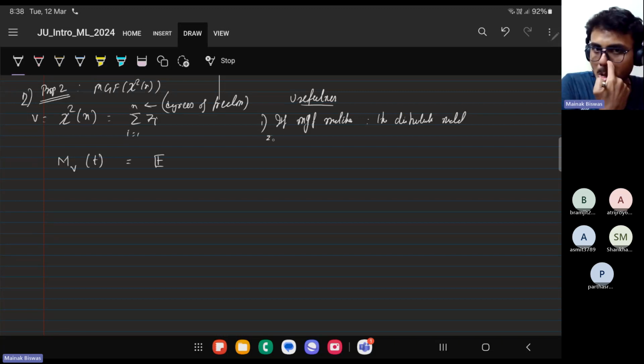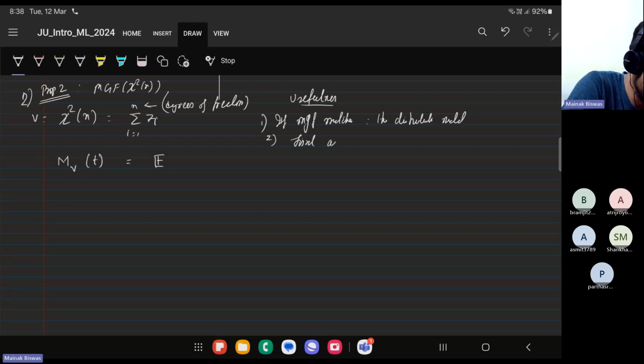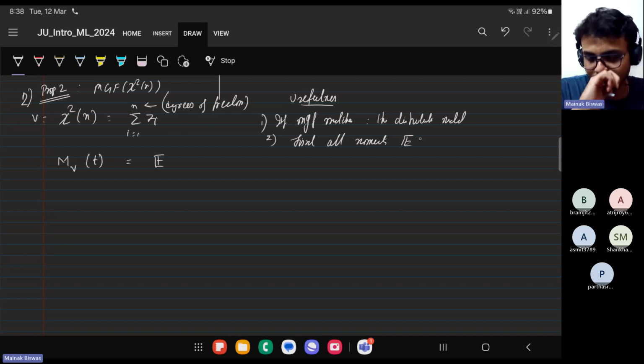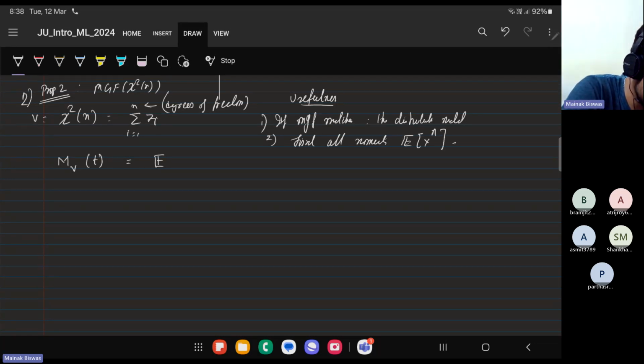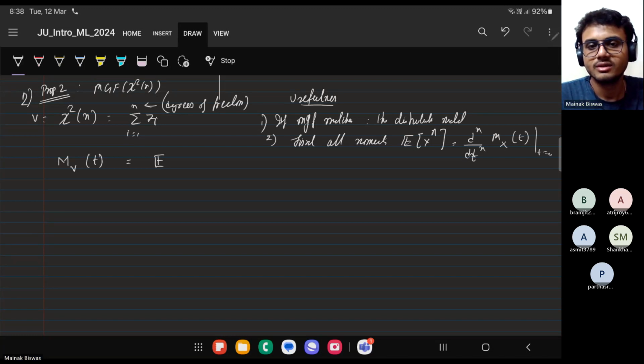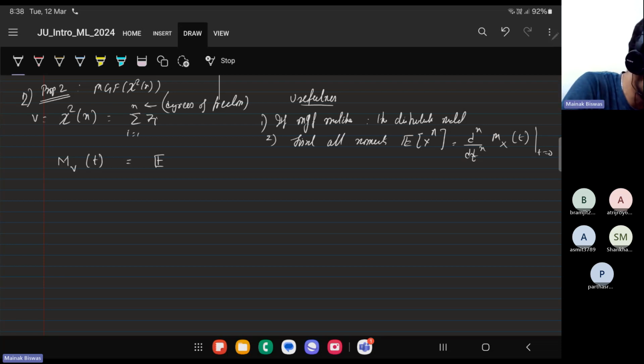And the second usefulness is you can find all moments from it, right? Find all moments. This is why I told you if I ask you to find the variance, I'll give you the moment generating function. The nth moment is nothing but the nth derivative of the MGF, right? We have defined t equal to 0. We showed this using Taylor series. Right, these are the usefulness of the MGFs. You take the nth derivative and put t equal to 0. If you don't recall, please go back and see how to expand using Taylor series.